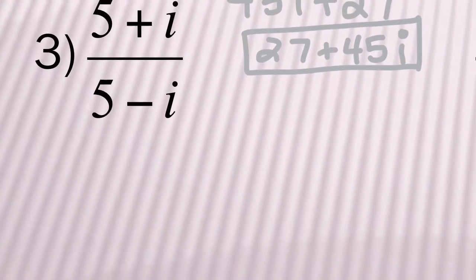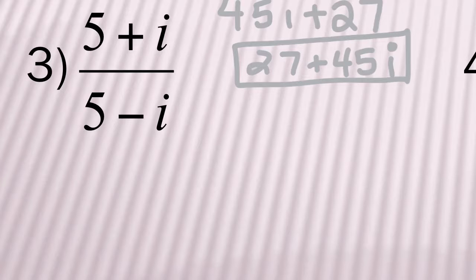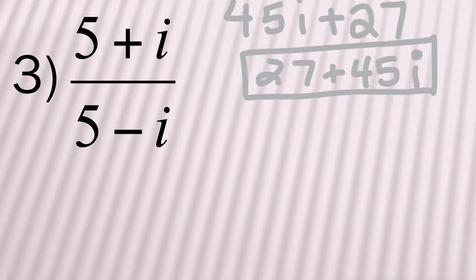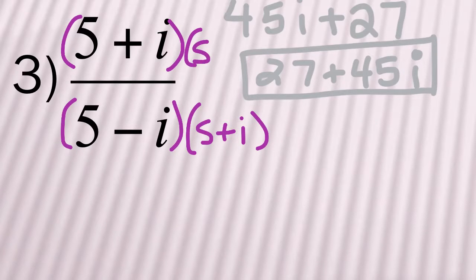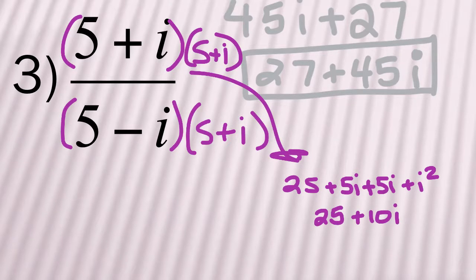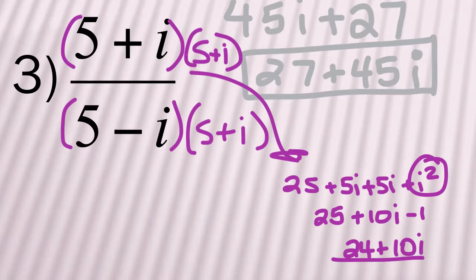All right, so 5 plus i over 5 minus i. Now I've got an i in the denominator, right? Can it stay there? No, so what do I do? Conjugate. Multiply both the top and the bottom by the conjugate. So 5 minus i and 5 plus i in both the top and the bottom. So I'm going to multiply out the numerator first, right? So 5 times 5 is 25. 5 times i, 5i. i times 5, 5i. And i times i squared. 25 plus 10i. This becomes a negative 1, so minus 1 is 24 plus 10i, and that's the numerator.